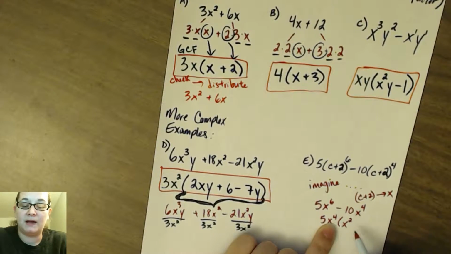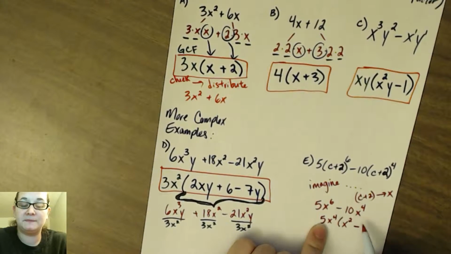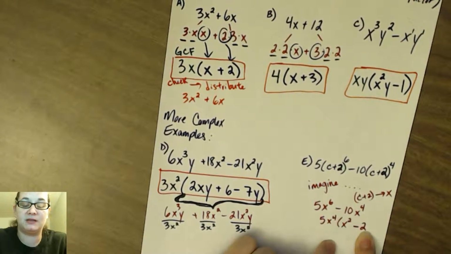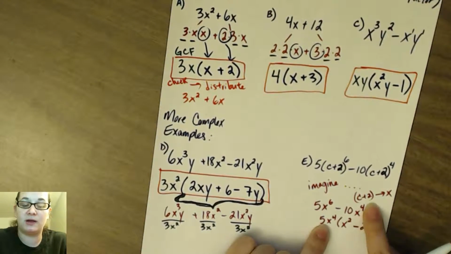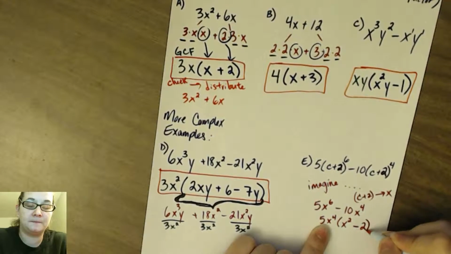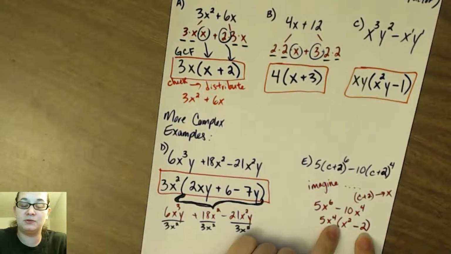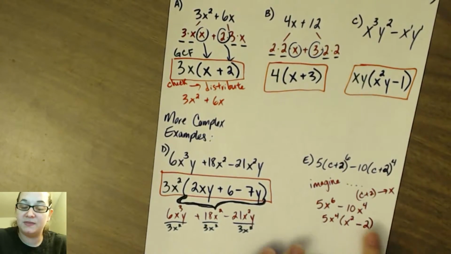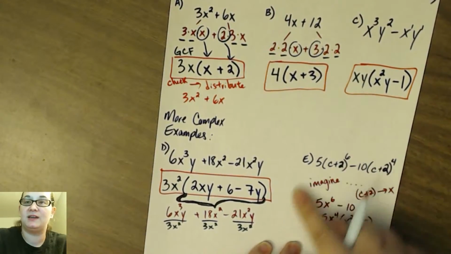Here, I have the minus. 5 times what would give me 10? Well, I need a 2 on the inside, so that 5 times 2 would give me the 10. And then I have an x to the 4, x to the 4, so I don't need anything else. And then I have just variables, just a number, so I'm good right there. This is how I would factor if that's what I had.